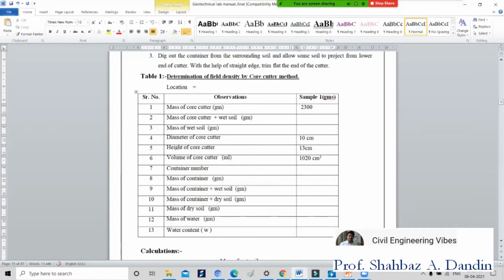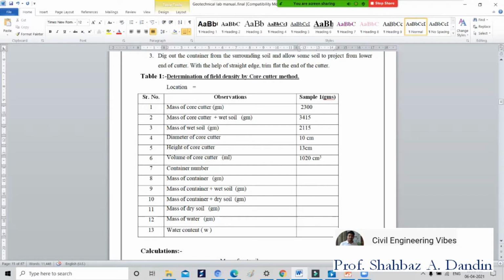My reading for this, container plus wet soil, is 3415 grams. Once we get this, we can calculate this minus this. What we get is the mass of wet soil. Container core cutter subtracted, then we'll be getting the answer as 2115 grams.